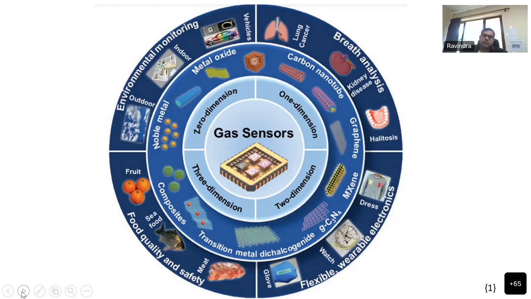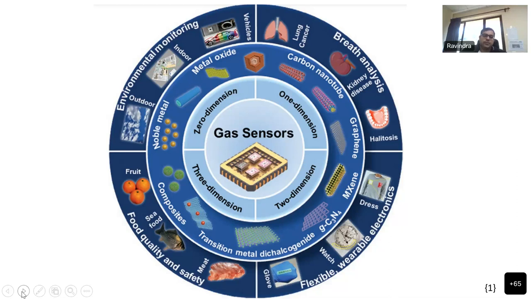Let's take an example of healthcare. If you might be following Professor Hossam Haick's work from Israel, he is exploring sensor arrays for breath analysis, and his work, I would say, has catalyzed the area. So you will find lots of people working on breath analysis.